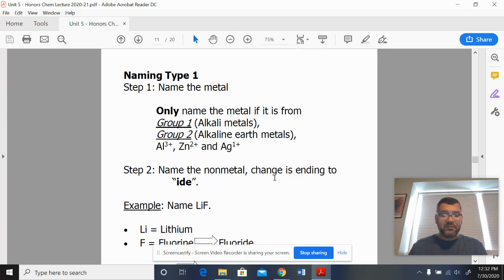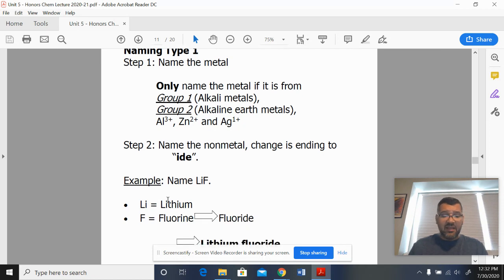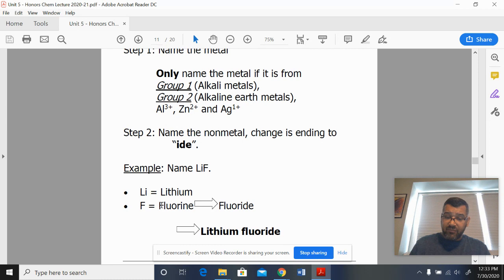So let's try one. LiF. Li is lithium. Is lithium in group 1, group 2, is it aluminum, zinc, or silver? And the answer is yes. It falls into group 1 on the periodic table. The next thing is that you have F. Fluorine turns into fluoride. You change the ending to IDE. And so, lithium fluoride. That's it. That's all there is to it. So this only works when you have a metal that's in group 1, group 2, aluminum, zinc, or silver.